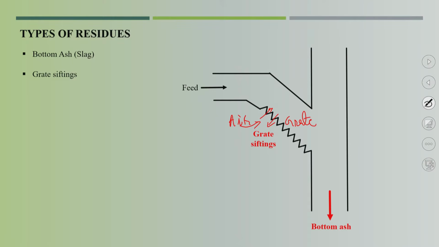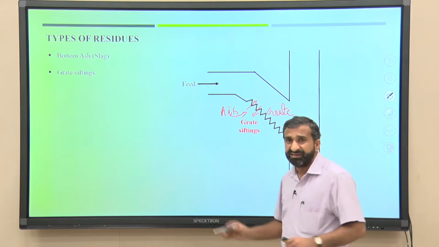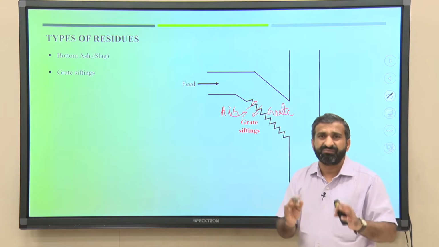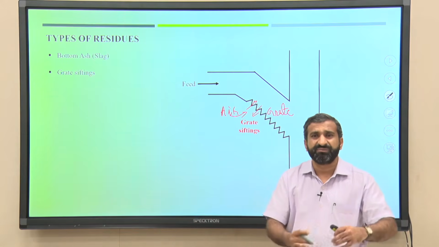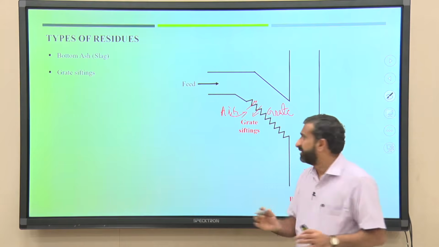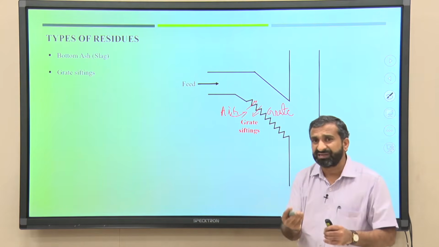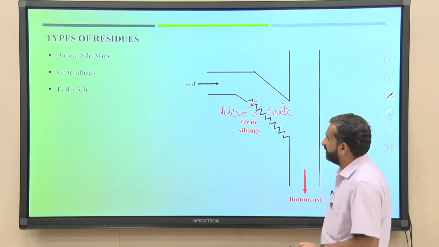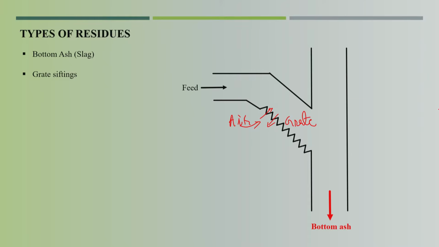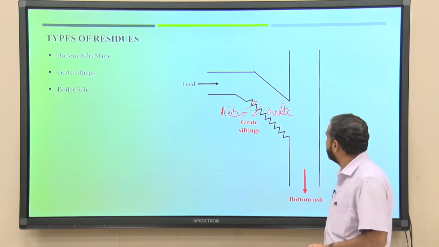It is also possible that some of the waste in the feed is easily combusted at a very low temperature, maybe 200 or 300 degrees. Because of that, a lot of fine particles get produced and come out in the form of grate sifting. Next is the boiler ash, because whatever heat is produced goes to the boiler to produce steam. From the boiler also a huge amount of ash is produced, which we call boiler ash.